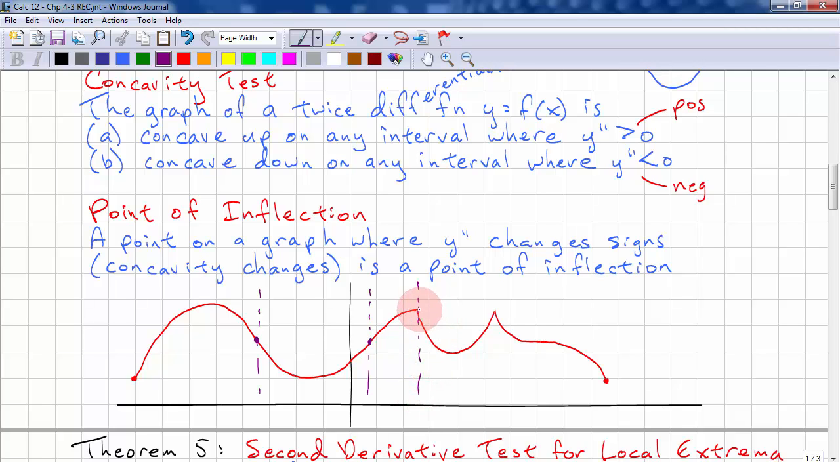Here, the second derivative does not exist, but we are going from concave down to concave up. So let's put this down: concave up, concave down, concave up. Here, the second derivative does not exist, but we don't have a point of inflection because we're going from concave up to concave up. And we have concave up and concave down. The ones where I filled in purple, these are points of inflection.